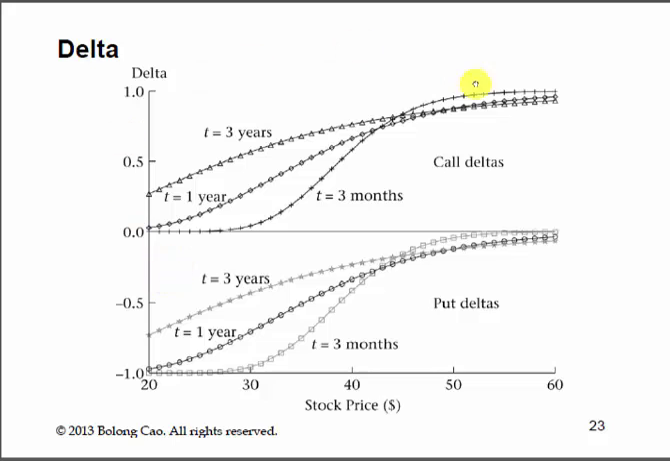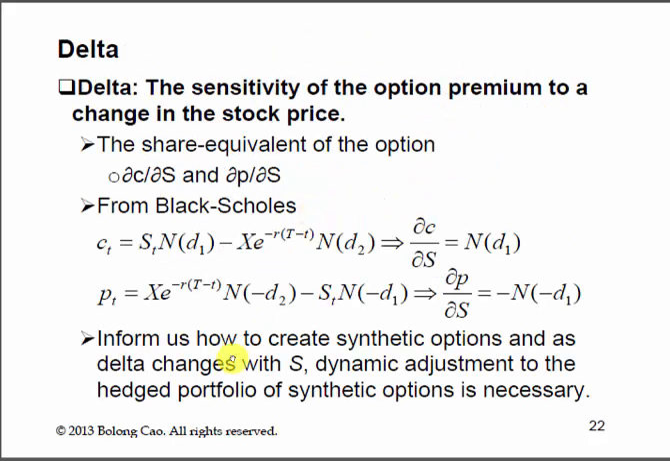And you can see it in this picture. These three lines, by and large, have the same shape. And then you move it down by 1, and you have the put delta from the call delta. Okay, so what delta tells us is how to create synthetic options. And as delta changes with the stock price, we need to adjust our synthetic position dynamically.